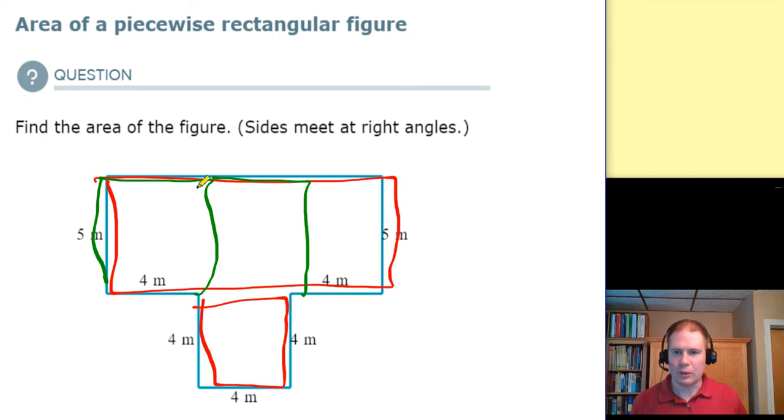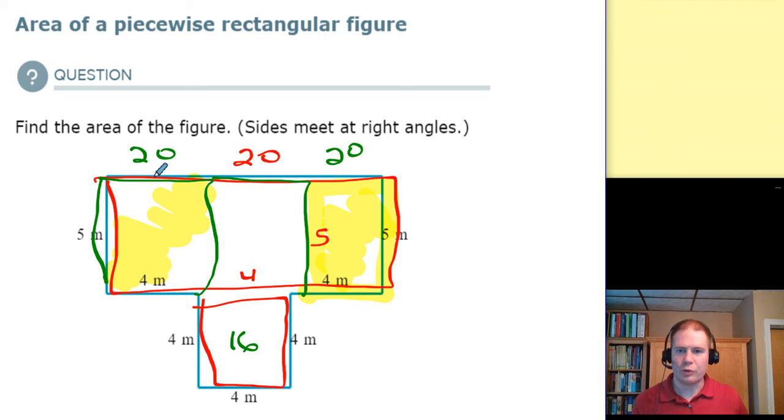So here I've got 5 by 4, so that's 20. Here, 5 by 4, that's the same as the one on the left, so that's 20. Here I've got 4 by 4, so that's 16. And then if this is 4, then this is also 4. And if this is 5, then this is also 5. So that's another 4 times 5, 20. So I have 20, 40, 60, plus 16, 76.